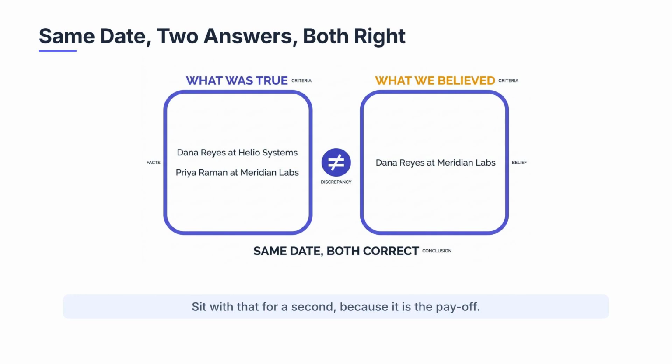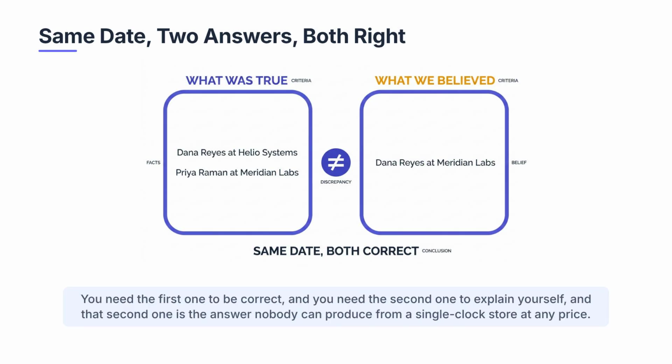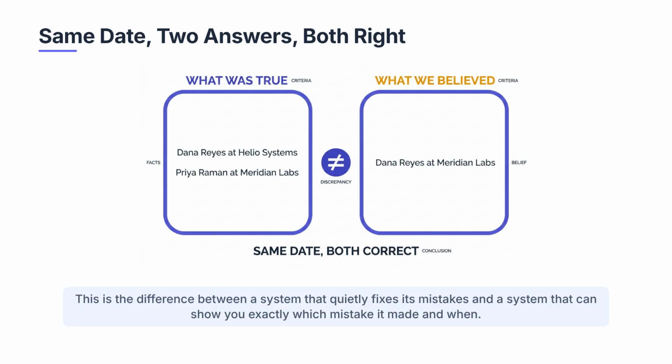Sit with that for a second, because it is the payoff. Same store, same date, 2 answers that flatly disagree, and neither of them is a bug. One tells you what was true in April. The other tells you what you were saying in April. You need the first one to be correct, and you need the second one to explain yourself. And that second one is the answer nobody can produce from a single clock store at any price. This is the difference between a system that quietly fixes its mistakes and a system that can show you exactly which mistake it made and when.